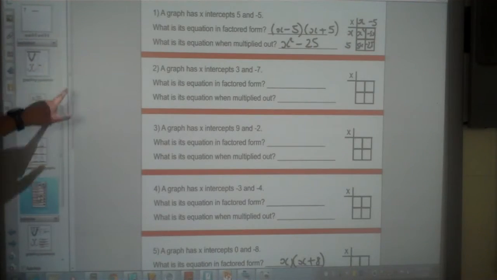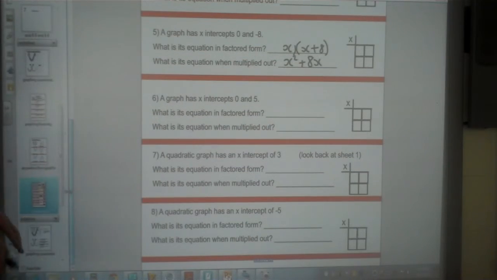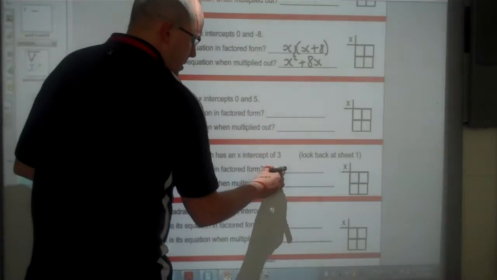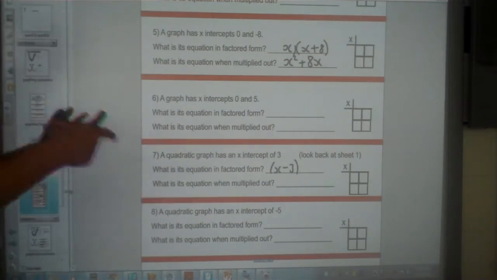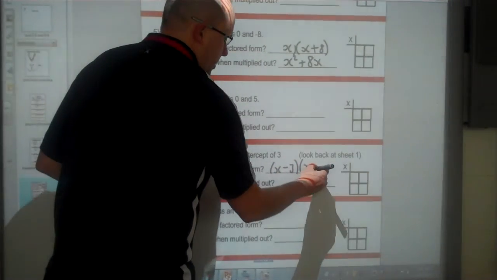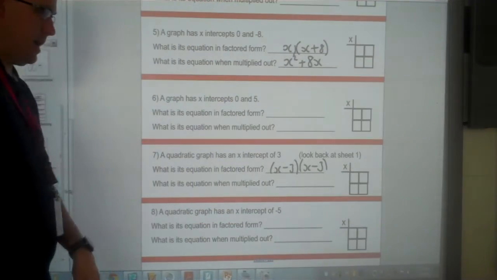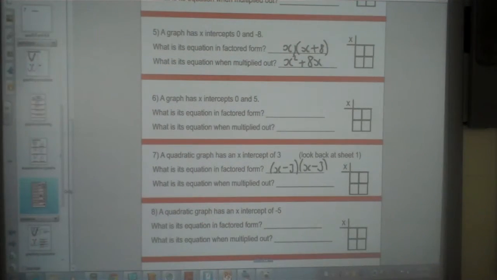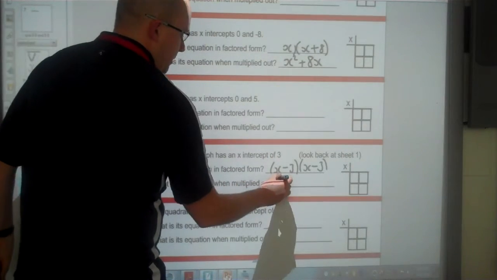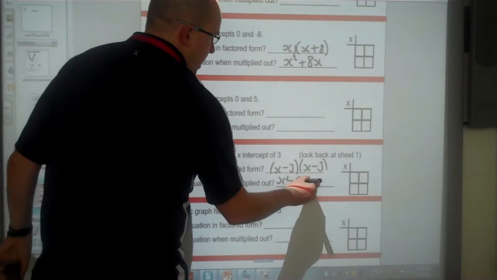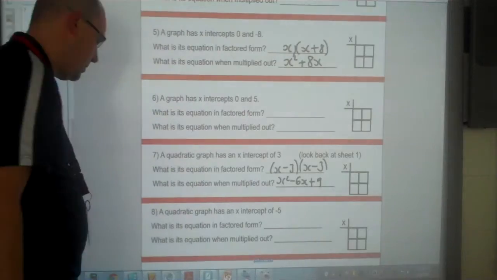So if I go back to question 7, if it has an intercept of 3, I can put x minus 3. Really though, I know I need 2 factors, so all I'm going to do is just write the same thing out again. So I could put x minus 3 squared, or I could just put x minus 3, x minus 3. There's a little space there if you want to check this, but your answer would be x squared minus 6x plus 9.